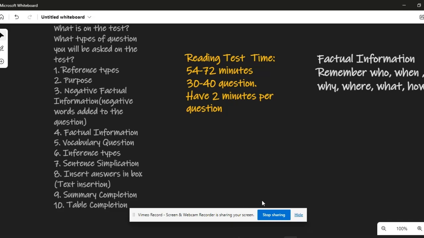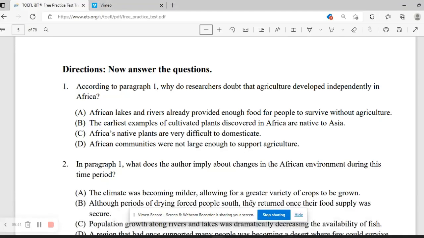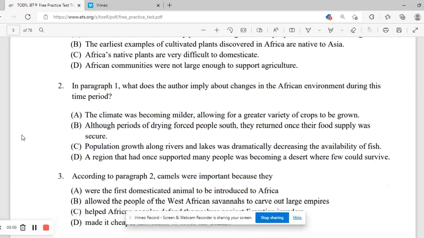Let's get back to the ETS slide. I have the PDF here. So now we know that this is a factual question. This is asking for details. You have to go to paragraph one, find the details that it is asking for, and then you will answer the question. Now let's move on.